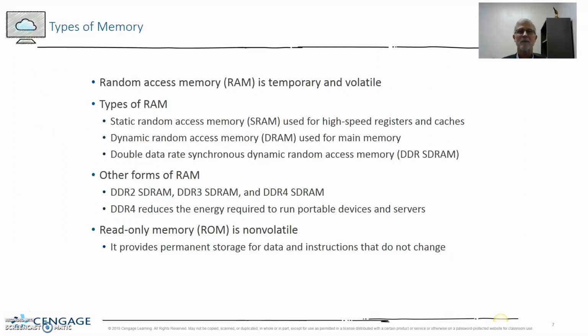Your memory, the types of memory. There are several different types of memory. RAM is your random access memory. Some of it is static, which is used for registers and caches. You've got dynamic, which is usually used for your main memory. And then there are several different types of RAM, depending on how much speed and processing you want it to handle. Now you sometimes have read-only memory.